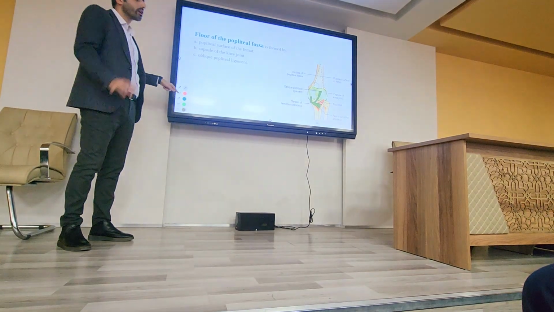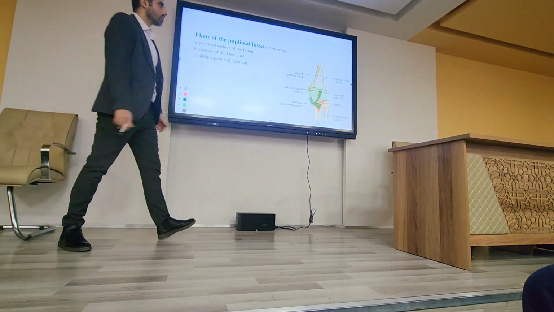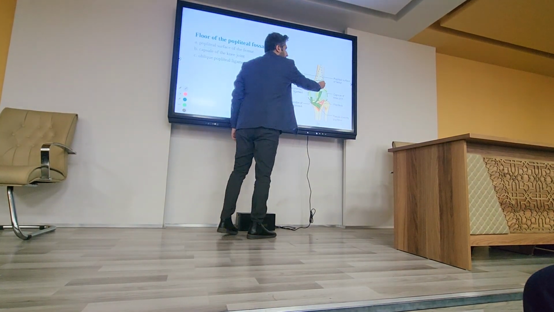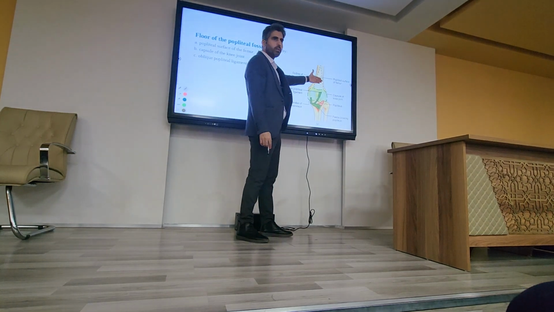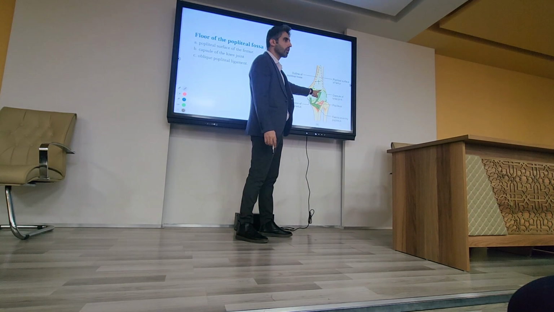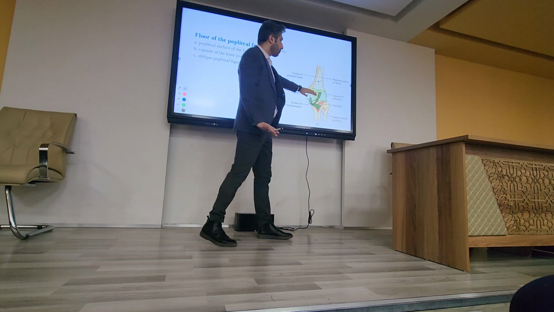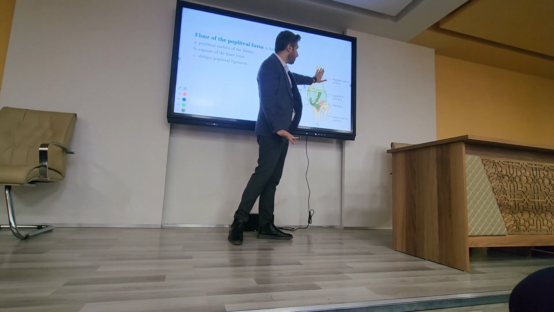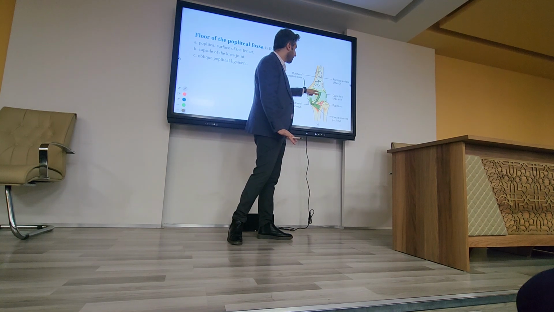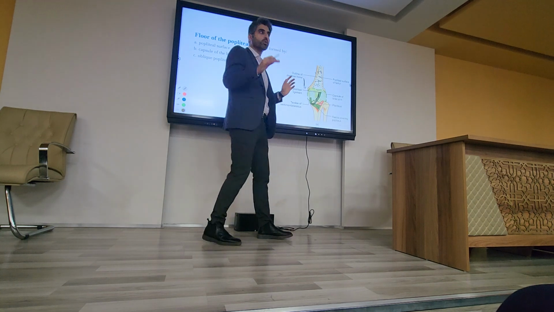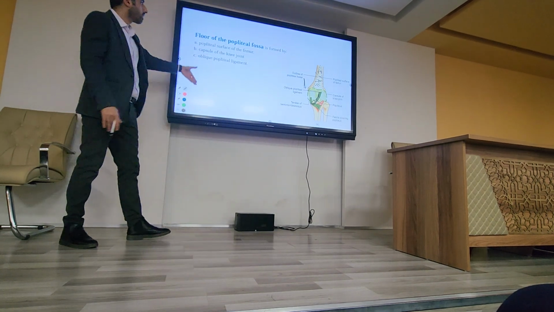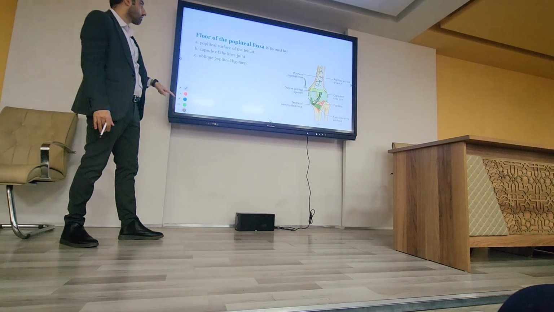What is the floor of the fossa? The femur, the popliteal surface of the femur here, this ligament I told you, the oblique popliteal ligament, and the capsule of the joint. These are the floor of the fossa.